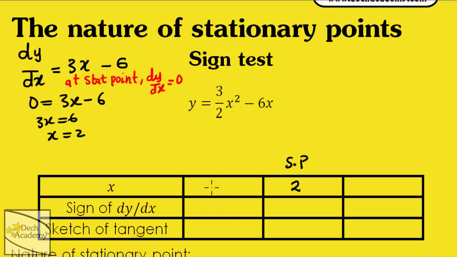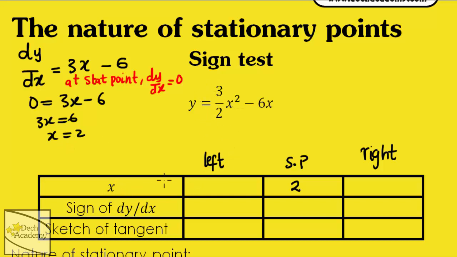This column is going to contain information about what happens to the left of the stationary point, and the right hand side column here is going to contain information that refers to what happens to the right of the stationary point. So now what we've done is we've determined the x coordinate of the stationary point of this function.